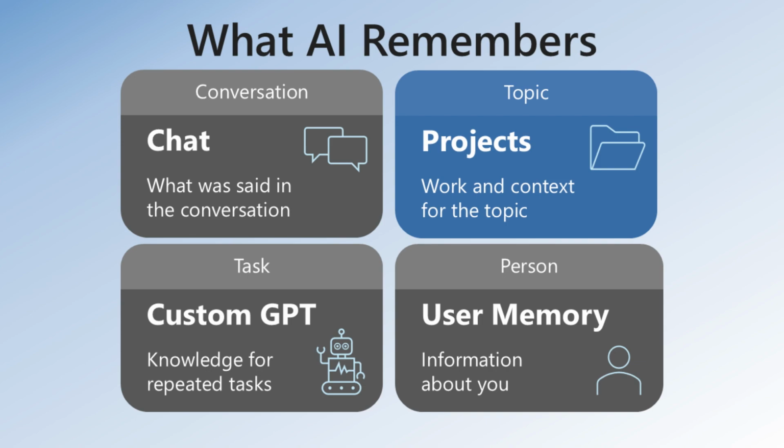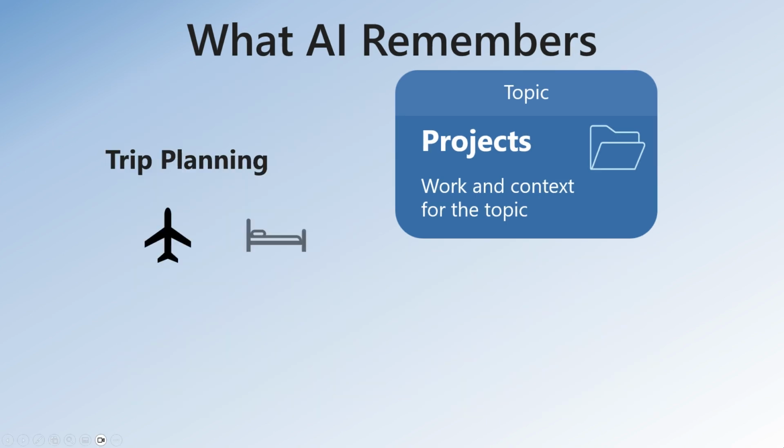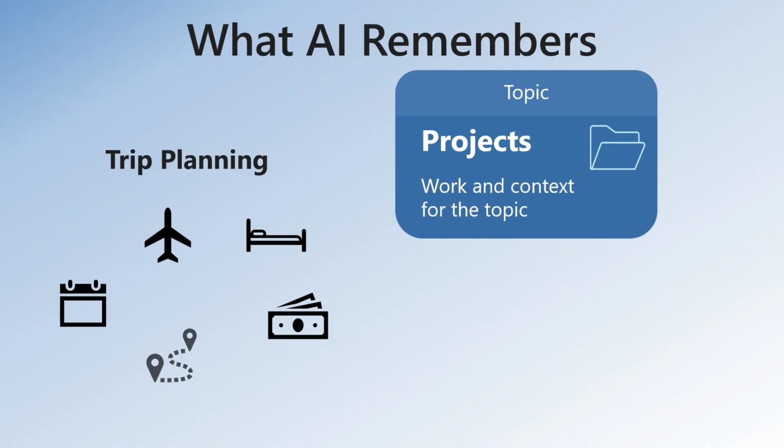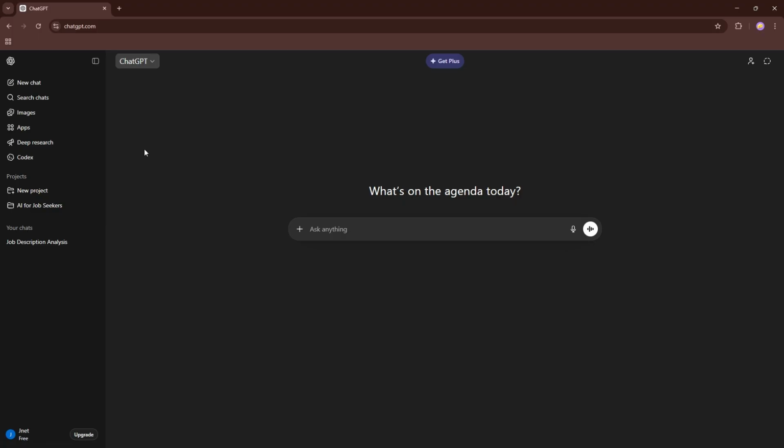While AI is great for work, let's keep this easy and familiar and say I'm planning a trip. I may have flight ideas, hotel options, a rough itinerary, budget notes, and a packing list. That's more than one quick question. It's one ongoing stream of work. I could do this in random chats, but then I'd keep re-explaining the destination, my preferences, and the budget. In a project, I can have multiple chats that use the same shared context.